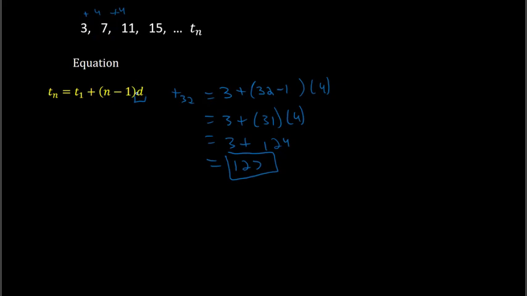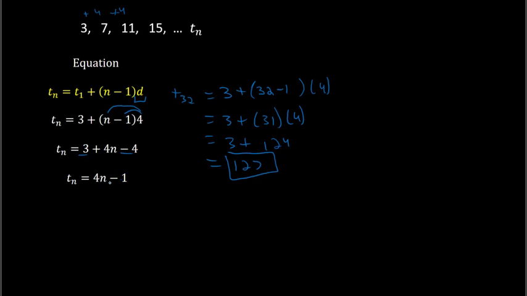That's your common difference. So what I'd do is plug the 3 and the 4 in, and leave n here because we want to keep the equation in general, so we can use it for whatever we want. Then we can simplify this a little bit. The 4 can distribute: 4 times n gives you 4n, and 4 times negative 1 is negative 4. So we have 3 plus 4n minus 4. And then 3 minus 4 is negative 1. So we have 4n minus 1.